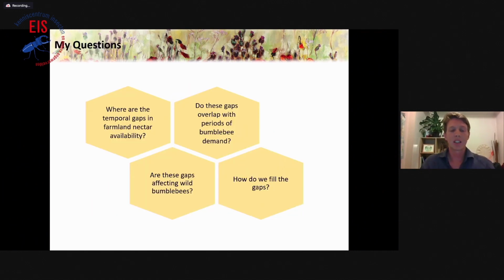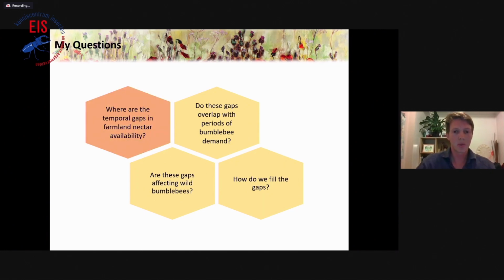There were four main questions I wanted to address on this topic. First of all, where are these gaps that we suspect there might be in the supply of resources through the year? And if we do see these gaps, do they overlap with periods when bumblebees actually require those resources? Thirdly, is there any evidence that these gaps are affecting real populations of wild bumblebees? And finally, of course, how do we actually go about filling these gaps?